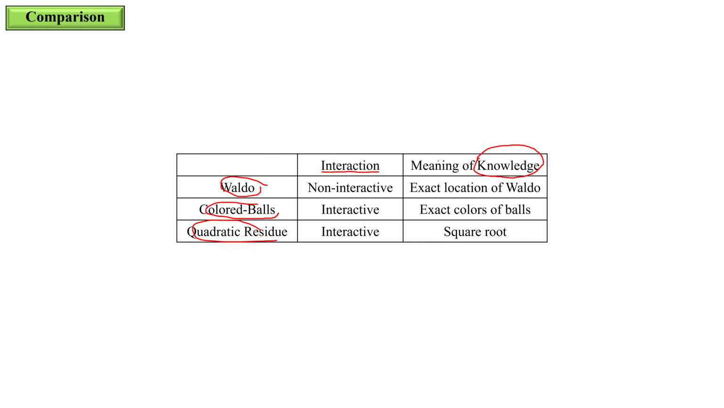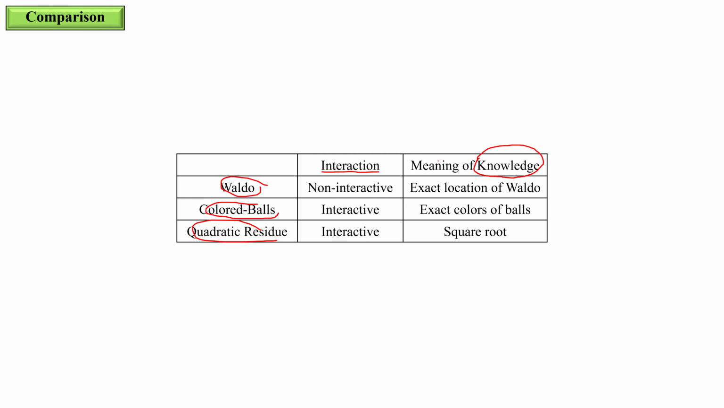In the Where's Waldo puzzle, the knowledge is the exact location of Waldo, because the prover wants to convince the verifier without sharing the exact knowledge of Waldo. When we say that this is a zero knowledge proof protocol, the knowledge here is the exact location of Waldo, and the prover wants to hide that knowledge. In the color ball puzzle, the knowledge is the exact color of the balls. The prover doesn't want to share the color of the balls with the verifier. The prover just wants to convince the verifier that the colors are different. And in the third puzzle, the knowledge is the square root of y. So the prover wants to convince the verifier without sharing this knowledge, the square root of y. And this is the knowledge that should not be shared.